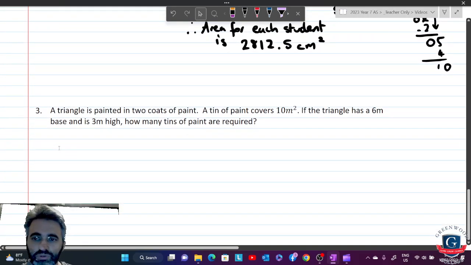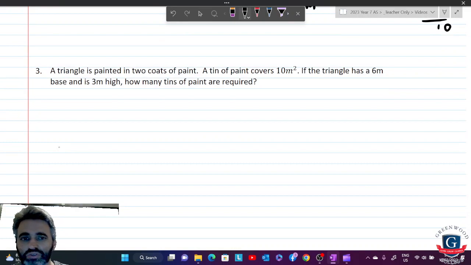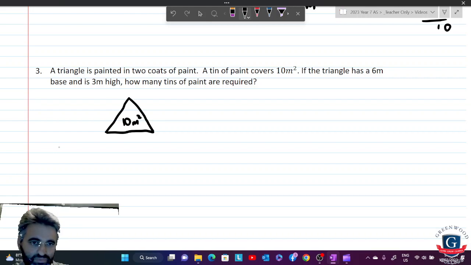So here's the third problem. A triangle is painted in 2 coats of paint. So let's get our triangle. A tin of paint covers 10 meters squared. If the triangle has a 6 meter base and is 3 meters high, how many tins of paint are required?